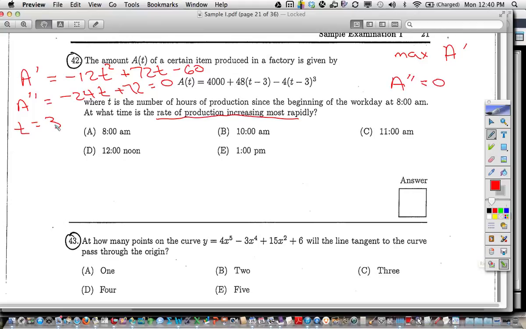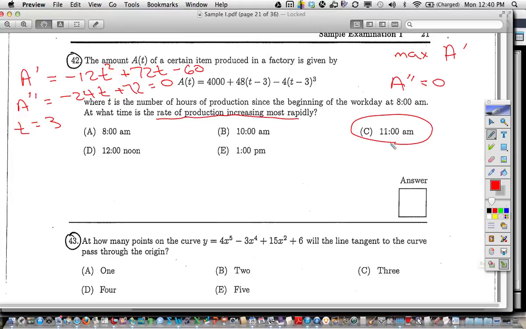Now, again, to save time on the actual test, let's say you did work your way through this. You might say, oh, okay, there we go. The workday starts at 8. This is 3 hours later, so at 11 a.m., and you would be right. That's your answer. But you're kind of leaving out something. What are we leaving out there?